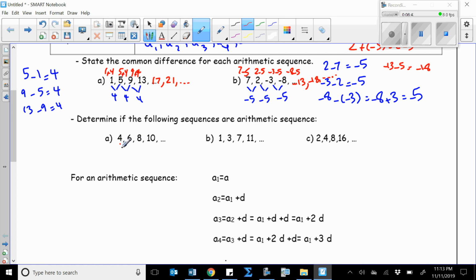The difference between 4 and 6: 6 minus 4 is 2. So the difference between these two is 2. Difference between 6 and 8: 8 minus 6 is 2.